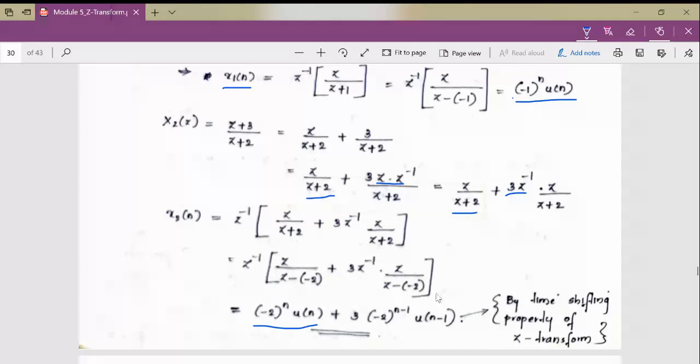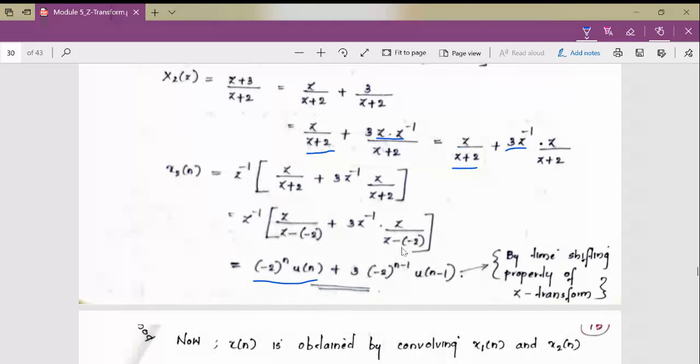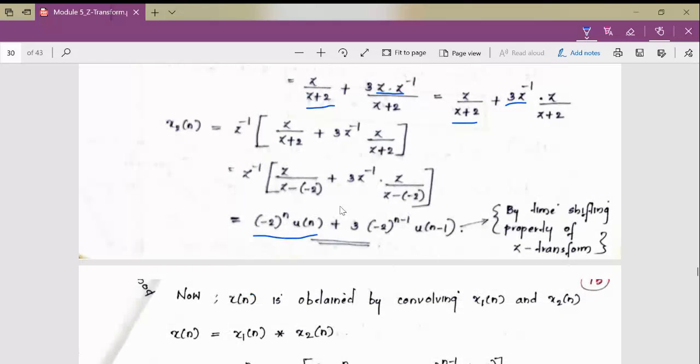Okay, so then 3 z raised to -1 into z by z minus -2. Okay, so this is like the shifting property. We are applying the shifting property of z transform here. We will get the inverse z transform of this term as 3 into (-2) raised to n minus 1 into u of n minus 1.